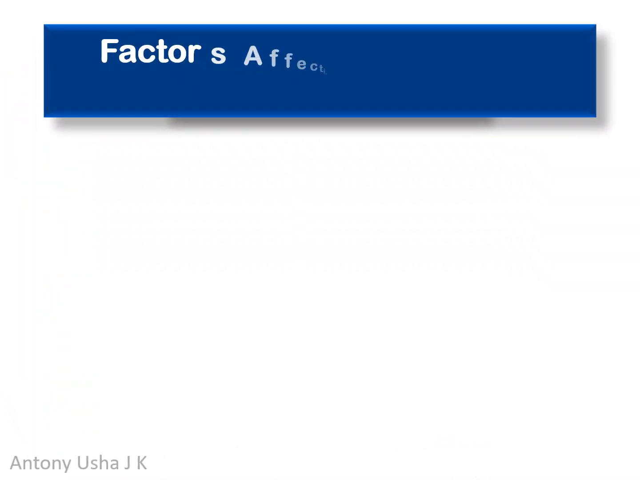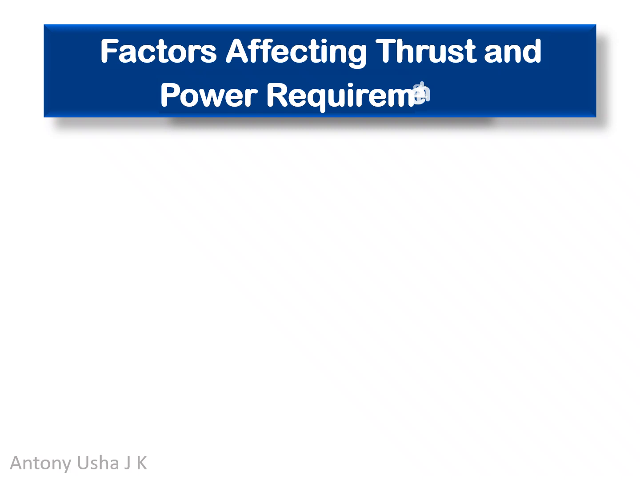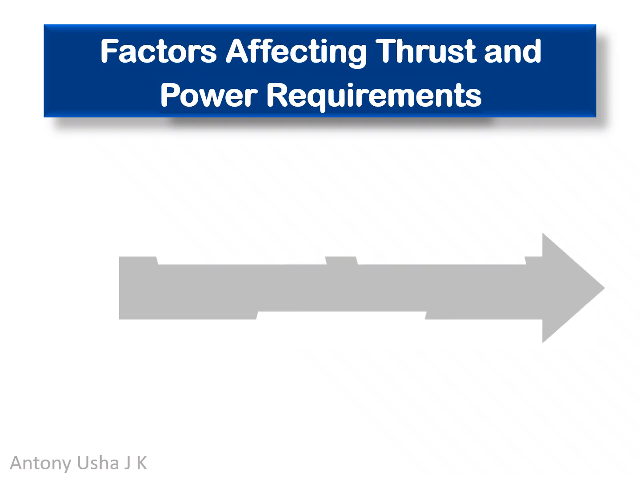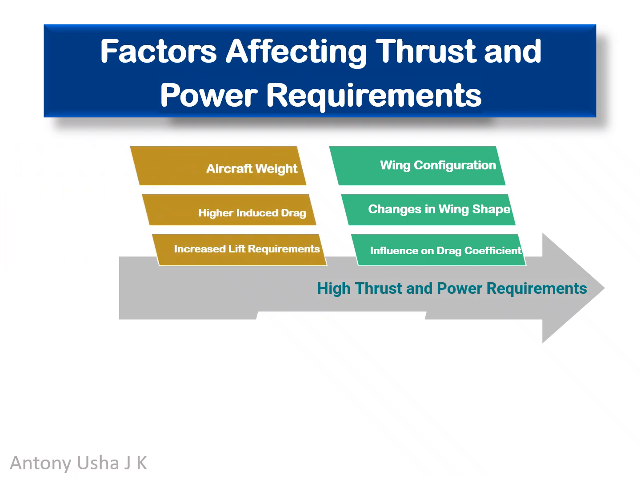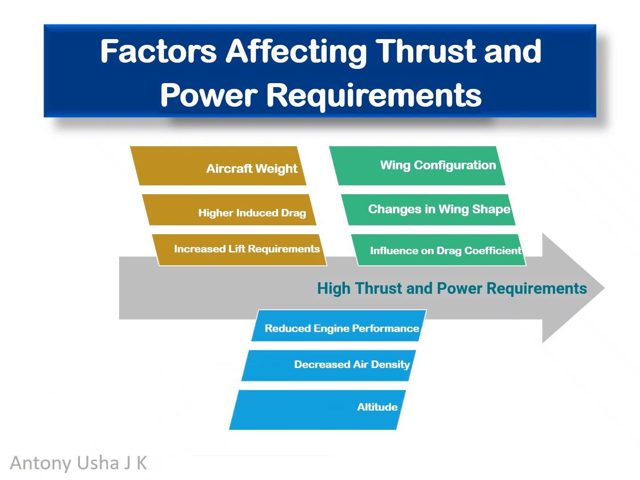Factors which affect the thrust and power requirements. Higher thrust and power requirements come from wing configurations, changes in wing shapes that influence the drag coefficient, aircraft weight, higher induced drag, increased lift requirements, reduced engine performance, and decreased air density at altitude. So these are the key factors which affect the thrust and power requirements.